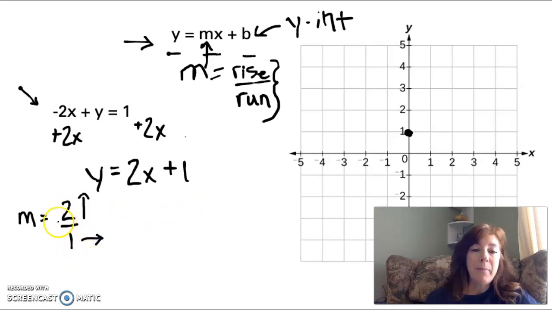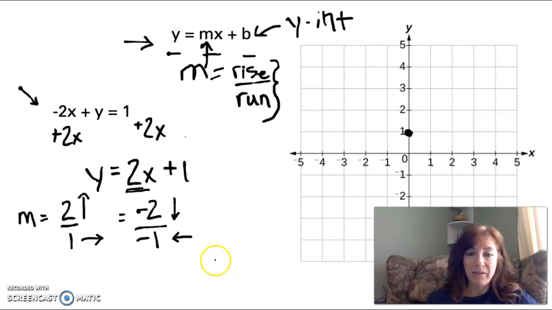Now you know that positive divided by positive equals positive. So positive 2 divided by positive 1 gives me positive 2, which is what is in my equation. But you know also now that if I take a negative 2 and divide it by a negative 1, I can still end up with this positive 2. So my slope can also be written negative 2 rise, which really means go down, and negative 1 run, which really means go left. Negative means go down or left. Positive means go up or right.